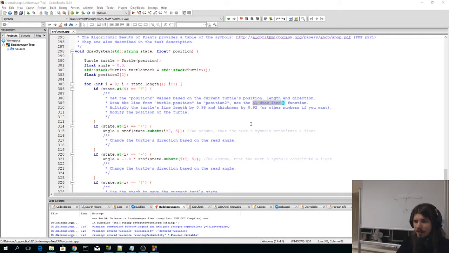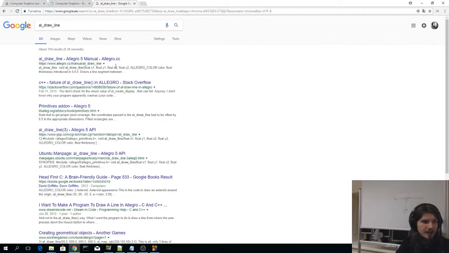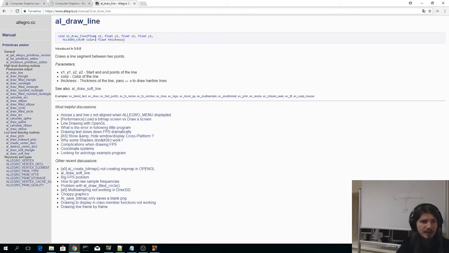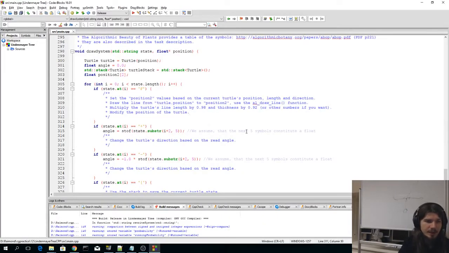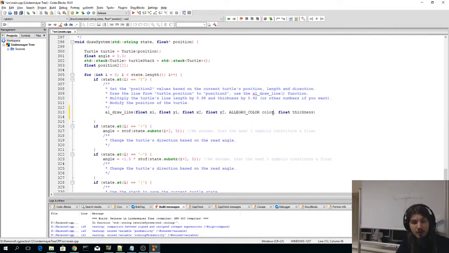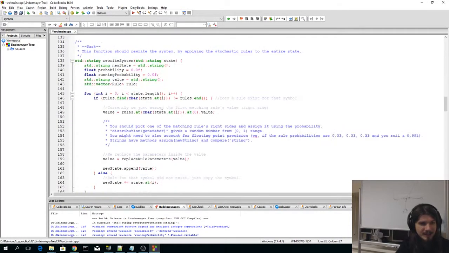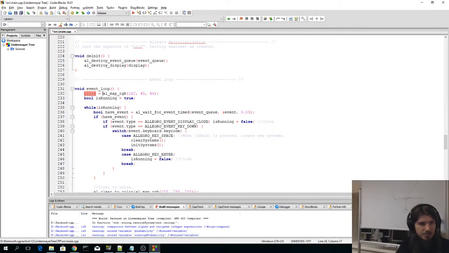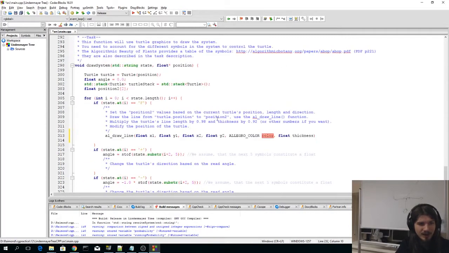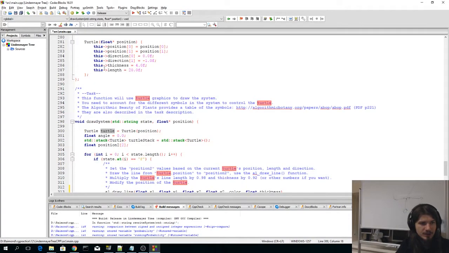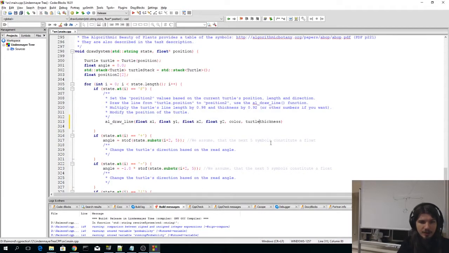So let's go see this Allegro draw line from the manual, and let's see what parameters it wants. So x1, y1, x2, y2, color and thickness. So that's great. This is what we need. Okay. Now the color, we actually have this color defined as this global variable that gets a value in the event loop. But anyway, it's a global value, so we can just use that. Now the thickness, so that's the turtle's thickness in the turtle. So we take the thickness, and that's the thickness.